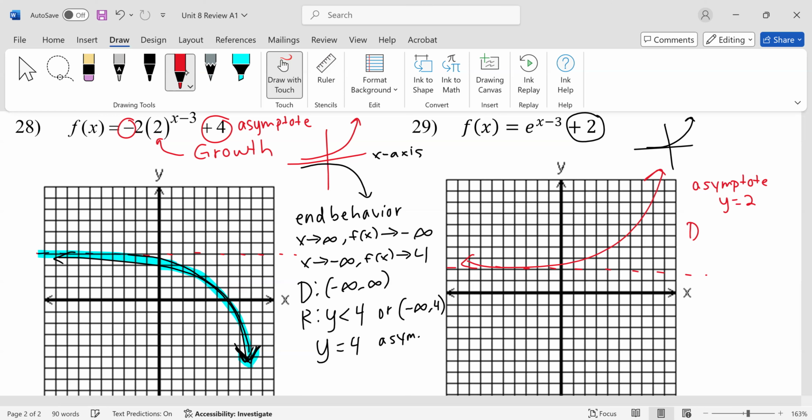So your domain is always the same, all real numbers. However, your range, what is it this time? Good. How else can you write it? Parentheses 2, comma, infinity. We're right here. Where's the bottom? 2, and where's the top? Infinity. So that's how you'd write your range. There you go.